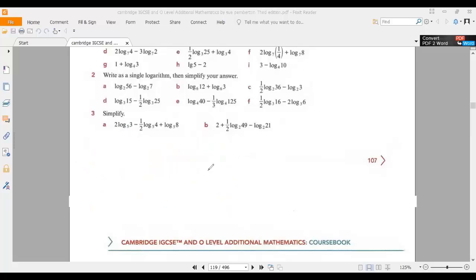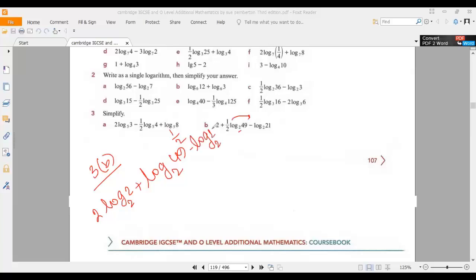Then simple. Now number B, 2 plus half 2 base log 49 minus 2 base log 21. Since all bases are 2, instead of 2, we can write 2 multiplied by 2 base log 2. 2 base log 2 is 1, and 2 is there, so there is no problem. Plus 2 base log 49 to the power 1 by 2. So this half will go there. Minus 2 base log 21.